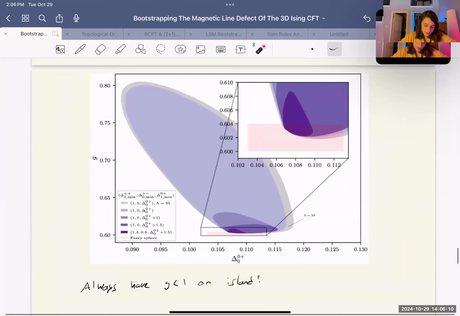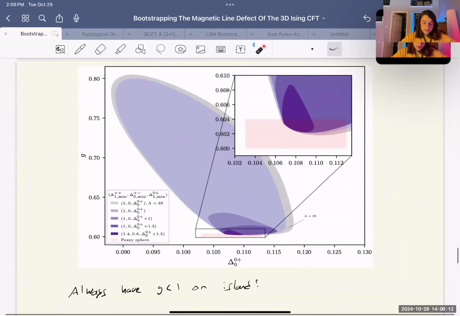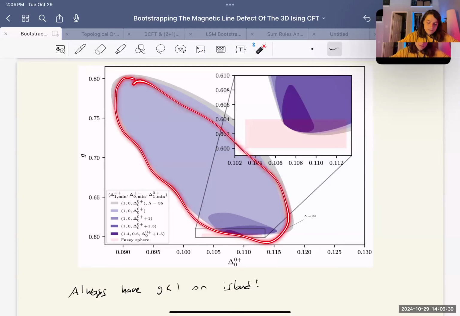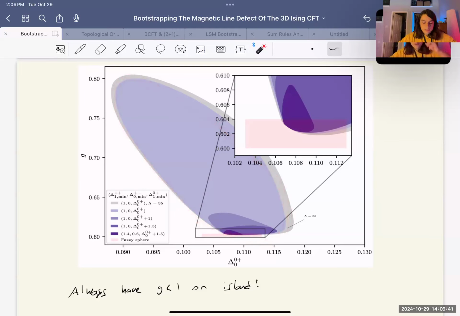And now let's compute finally the G function. The most significant point of this plot is that even on this biggest island, where we make only the most general assumptions about the defect, only the ones I outlined on the slide previously, with no other non-trivial gap assumptions, we always find that G is less than 1, which is what we expect.